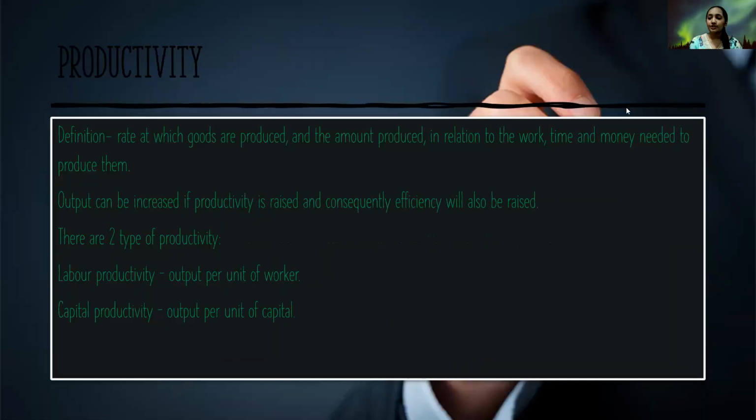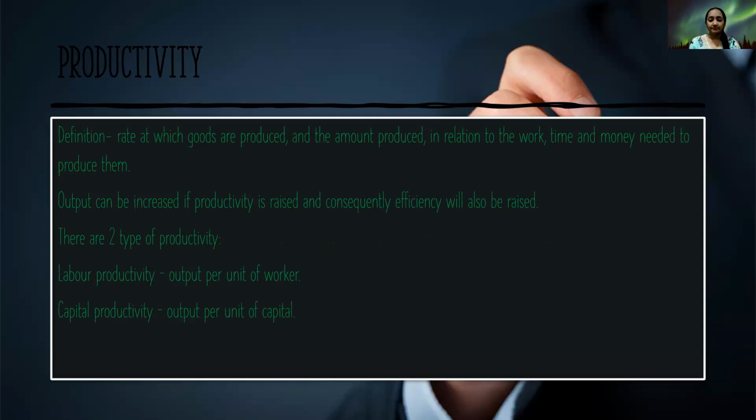There you go. Today we are going to talk about productivity. So what is the definition of productivity? Rate at which goods are produced and the amount produced in relation to the work, time, and money needed to produce them. Output can be increased if productivity is raised, and consequently efficiency will also be raised.